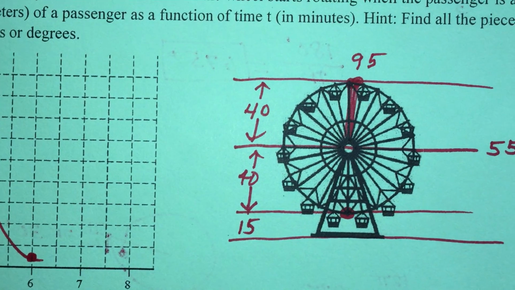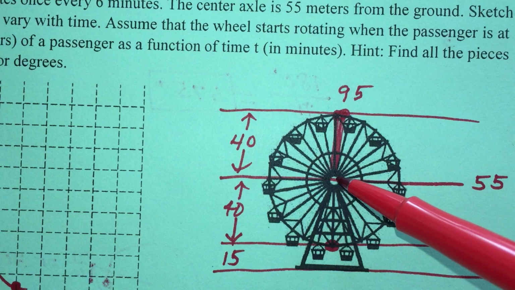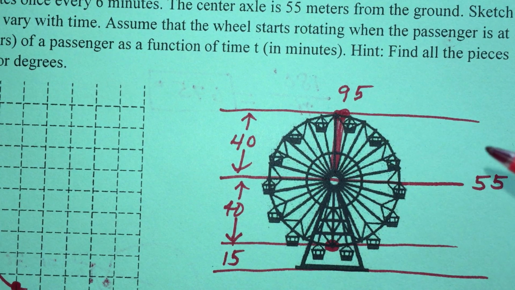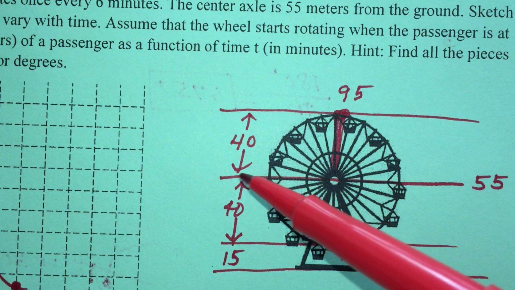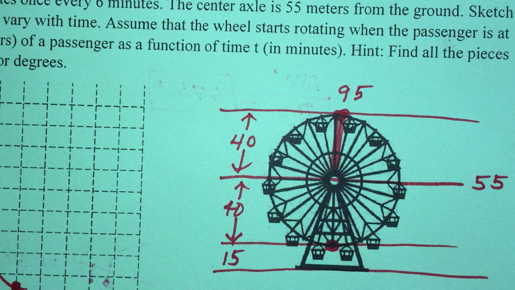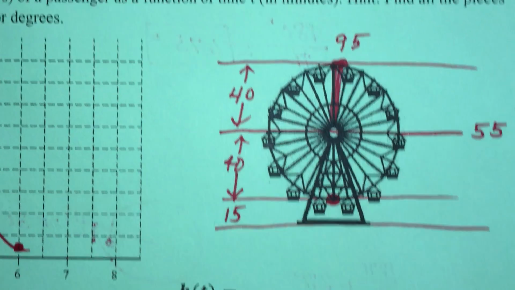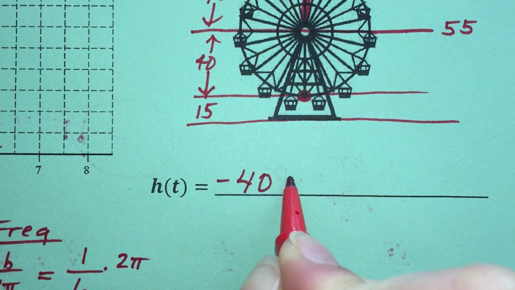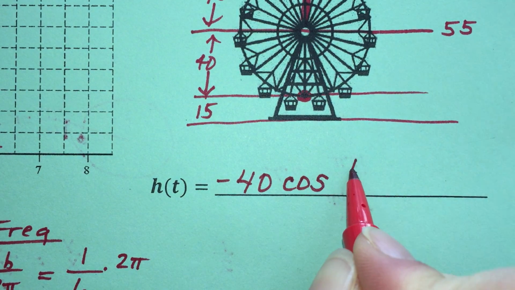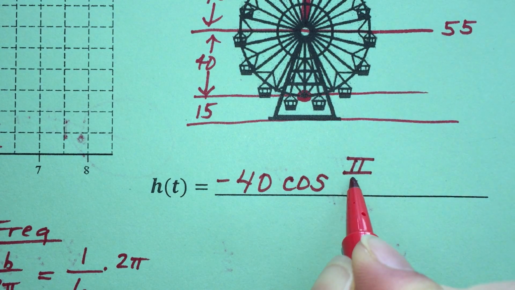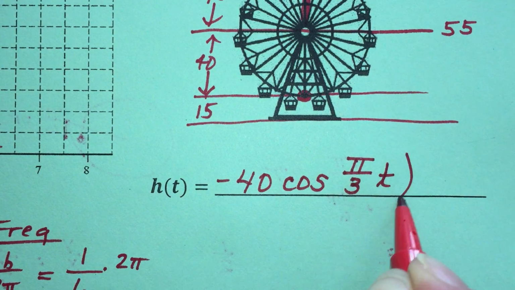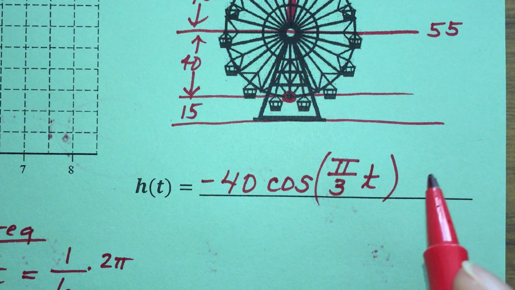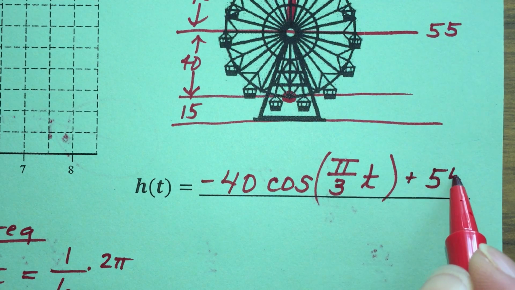The amplitude is equivalent to the amount that you're traveling from the midline to get to the max. That's 40. The k value, the midline itself, is 55. We found the b value was pi over 3. So putting it together, our function h of t is negative 40, that's our a value, times the cosine of pi over 3 times t. You can put those in parentheses if you'd like. And this entire function is bumped up by a k value of 55 meters off the ground.